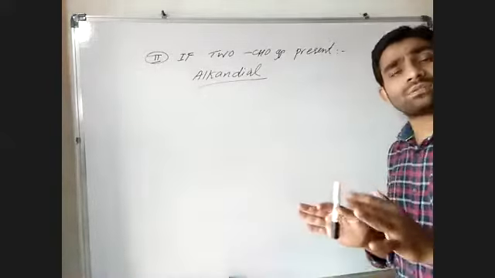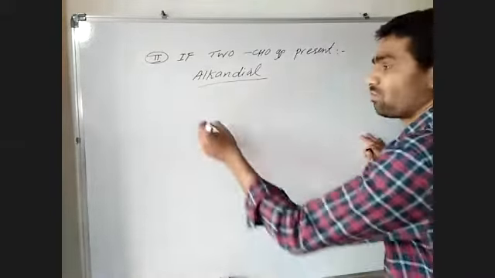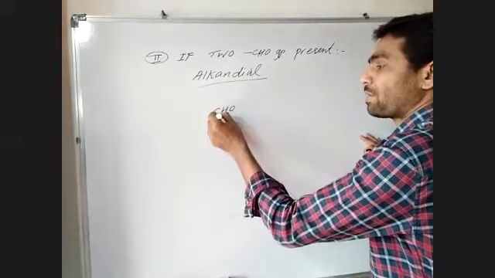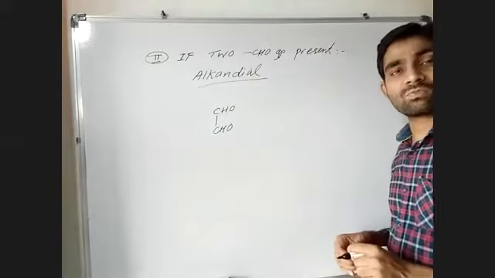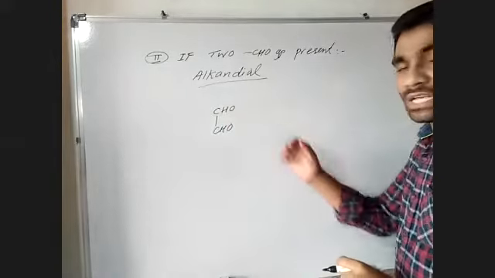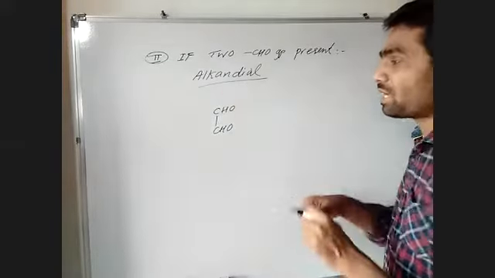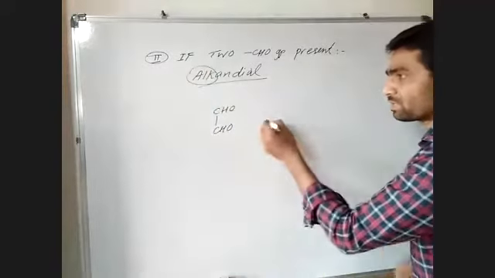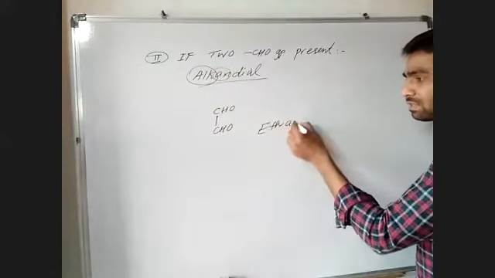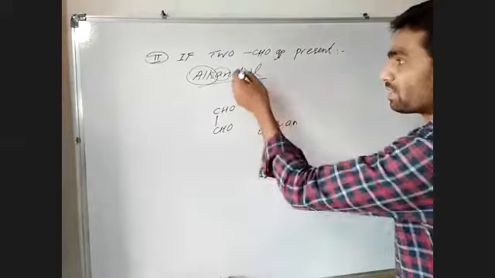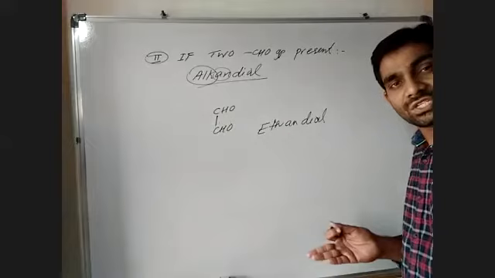Just count the carbon and write its Roman name. See now, for example, I am writing this one. Suppose this is the structure before you. The groups are directly attached, so no need to worry or get confused. Eth means 2 carbon. Ane means single bond, so there is ethane. And dial means 2 aldehyde groups. Ethane dial. That's it.